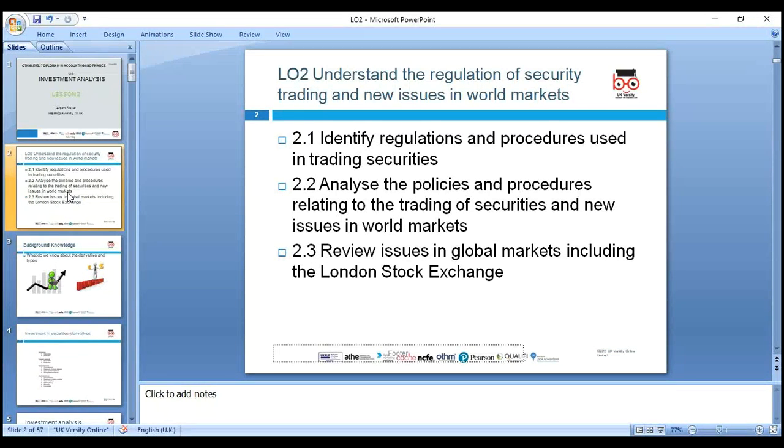Review issues in the global market, including the London exchange. Of course, there are different issues we can discuss. The risk is huge there. That's why a lot of legislation, like the Sarbanes-Oxley Act, was introduced to regulate more and bring more transparency.